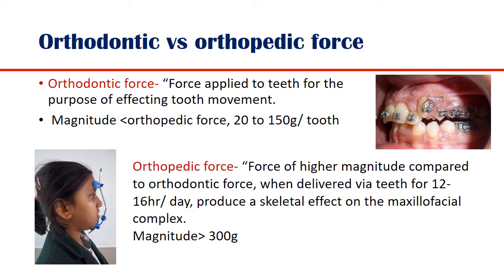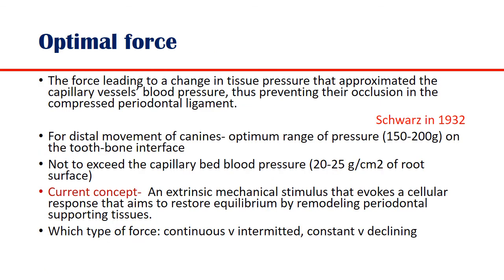So once we have formulated a basic concept, now let's go to what is orthodontic force and what is orthopedic force. Orthodontic force is basically 20 to 150 grams per tooth, applied for the purpose of affecting tooth movement. But if you increase that force to above 300 grams, it is not only sufficient for the tooth surface, it can move the bones, the skeletal structures. For that, you deliver it for 12 to 16 hours, and you have various orthopedic appliances like headgears or face masks, or any kind of appliances for that. What is an optimal force?